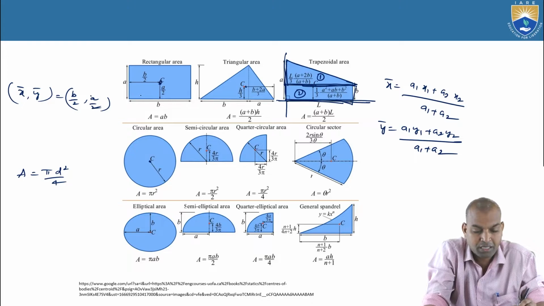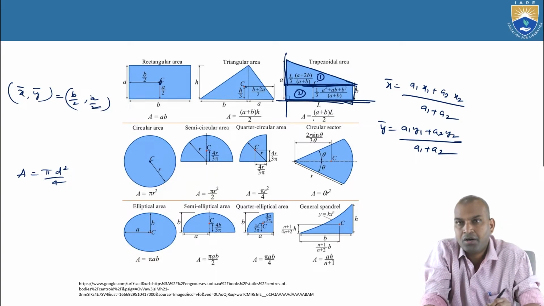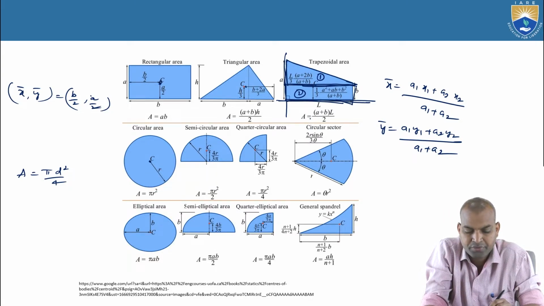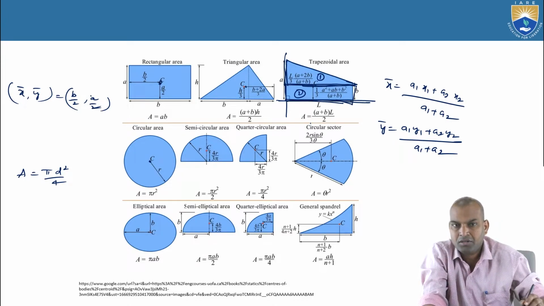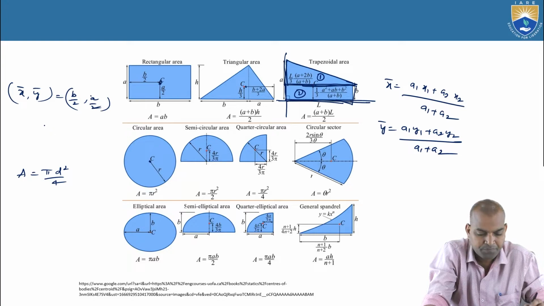And symmetry, the area of the rectangle is A equal to a times b, that is the length and breadth. The area of a triangle is half of base into height, that is half a plus b times h. And the area of a trapezoid is half of a plus b times l, length. All right, a plus b times l.